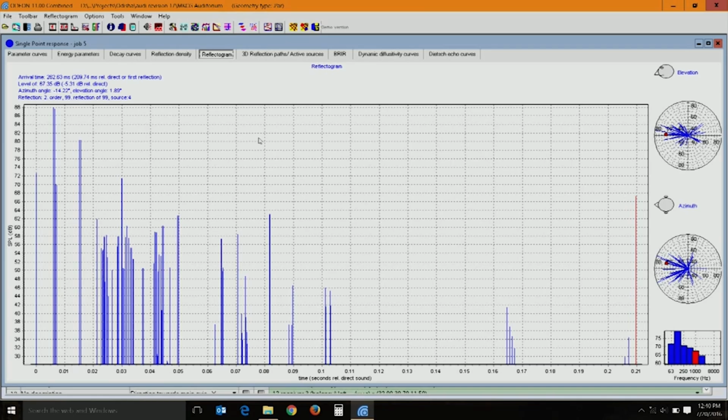So the reflectogram typically helps you find out where specific reflections are happening, and you can graphically avoid them, redesign the space itself, and graphically find out whether the new design or new shape would enhance the reflections or not.